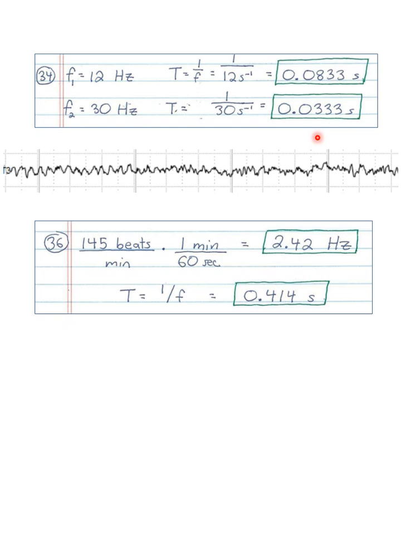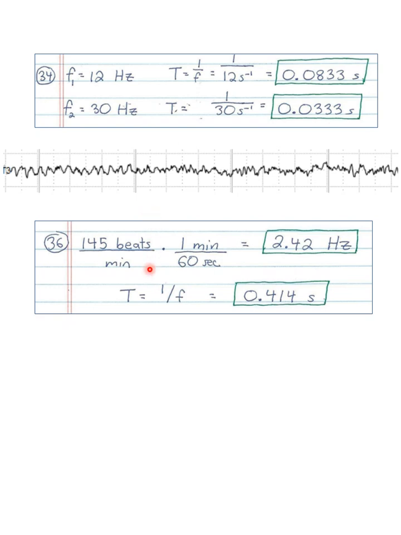Number 36, looking at the heart rate, an athlete's heart beats 145 times per minute. Find the period and frequency of the heartbeat. All right, so let's think about the units. It's given as 145 beats per minute. Now, when we talk about frequency or period, we want the timing in seconds. So let's get that in beats per second.